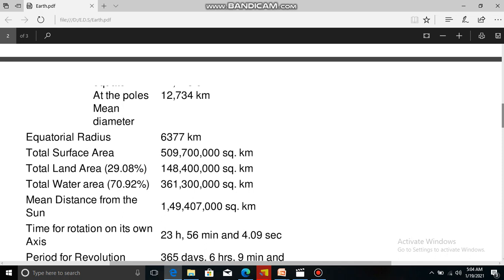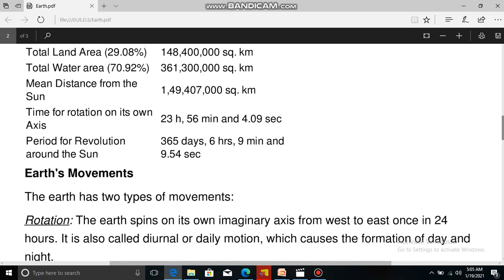159,700 square kilometers. Total land 29.8%, 1,48,14,000 square kilometers. Mean distance from the Sun 1.49470 square kilometers. Time for rotation on its own axis: 23 hours 56 minutes and 4.09 seconds. Period of revolution: 365 days 6 hours 9 minutes 9.54 seconds around the Sun. Earth movement. The Earth has two types of movement.